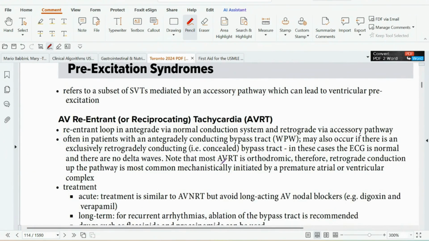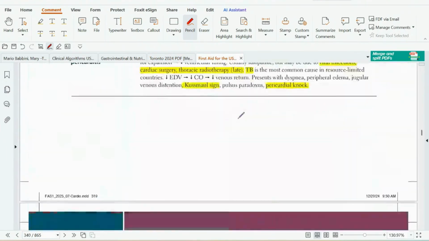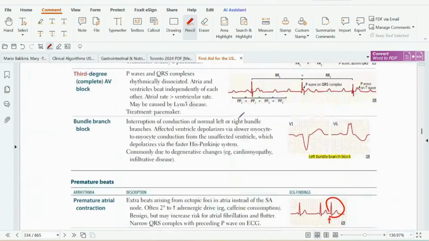AVRT means that there is a secondary channel apart from the AV node that is allowing passage of electrical activity. One example of AVRT is Wolff-Parkinson-White syndrome. Have you heard of that? Right. So whenever they ask you what is a type of AVRT, you're going to say WPW, right?